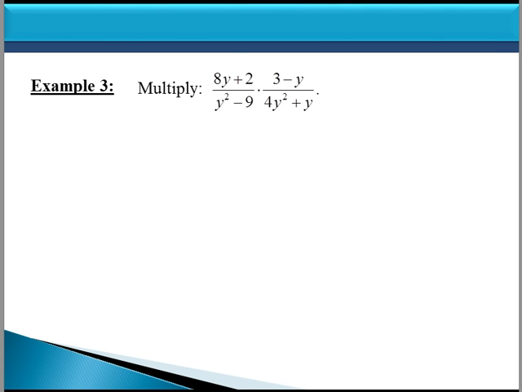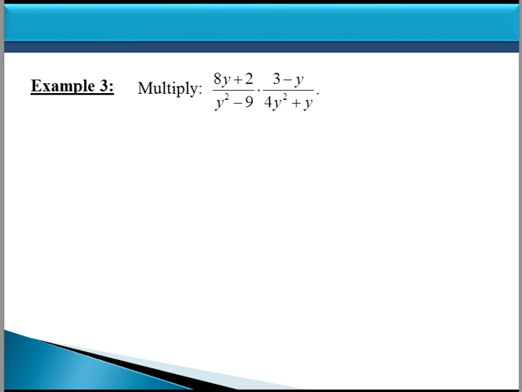Okay, let's look at another one. Here we are going to multiply these two rational expressions. So the first thing to do is to factor everything. So again, if you want to pause, you can do the factoring first and then check to see if you get the same answer. That's fine.